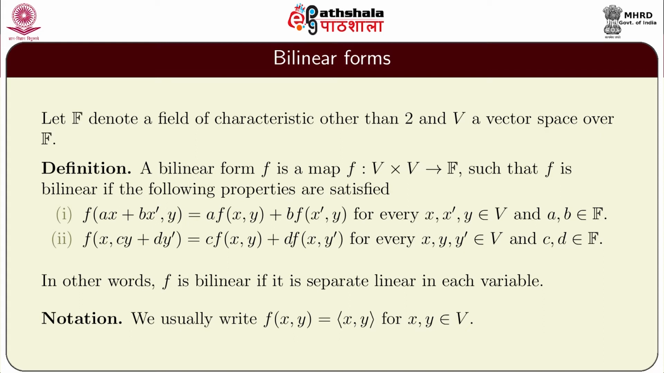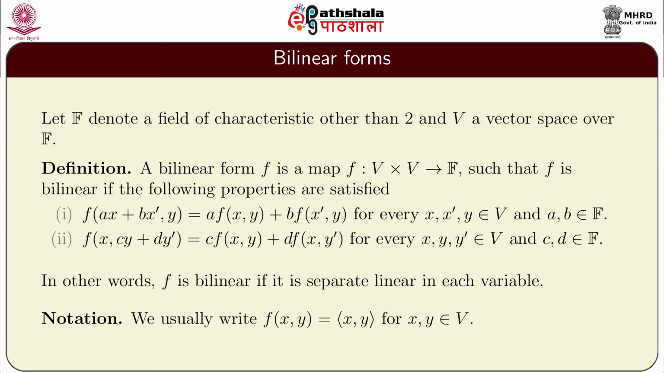Definition: a bilinear form F is a map from V cross V to the base field F such that the following properties are satisfied. The first one says F of aX plus bX dash comma Y is equal to a F of X comma Y plus b F of X dash comma Y for every X, X dash and Y in V and a, b scalars. And the second one says F of X comma cY plus dY dash is equal to c F of X comma Y plus d F of X comma Y dash for every X, Y, Y dash in V and scalars c and d. In other words, F is bilinear if it is separately linear in each variable when the other one is kept fixed.